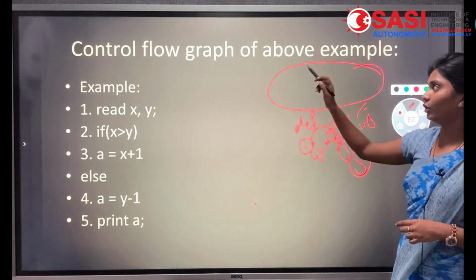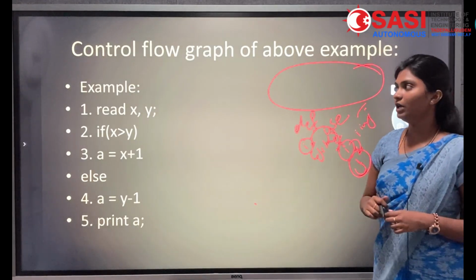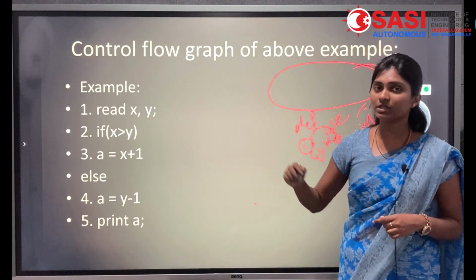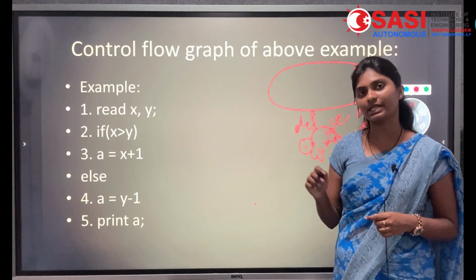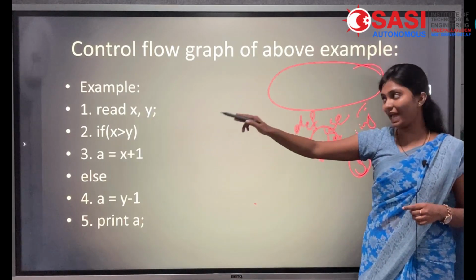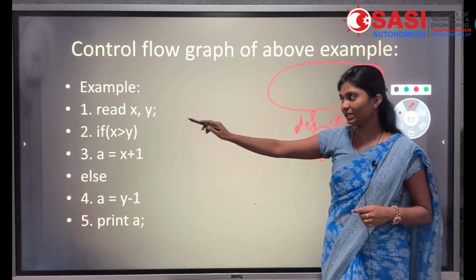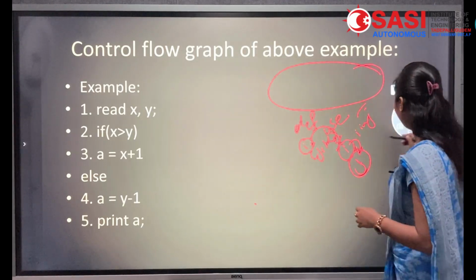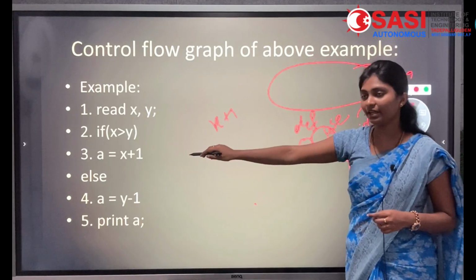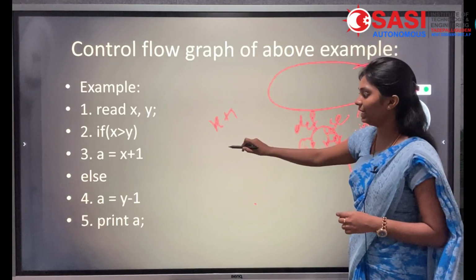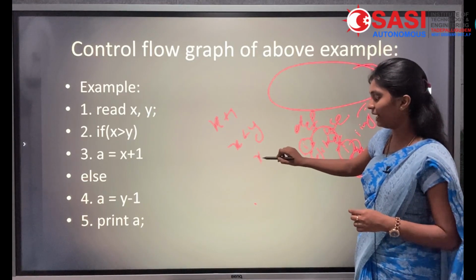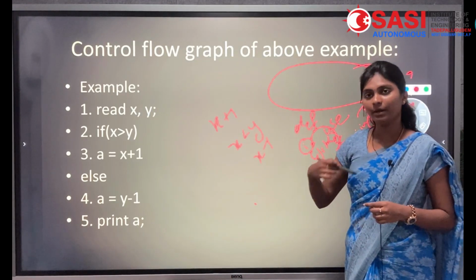Now we will know about the control flow graph with a small example. Suppose we read two variables, x comma y. Suppose we have an equation like x greater than y, right? So x greater than y is the second line. In the third line, if x is greater than y, it will be represented as x plus 1. Here we explain x plus 1, and in the third line, if x is less than y, we explain x minus 1, or print a.